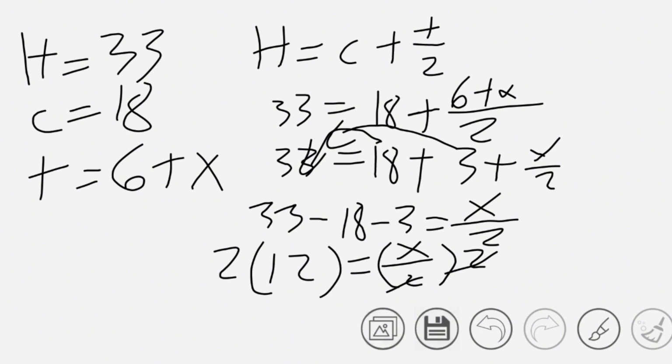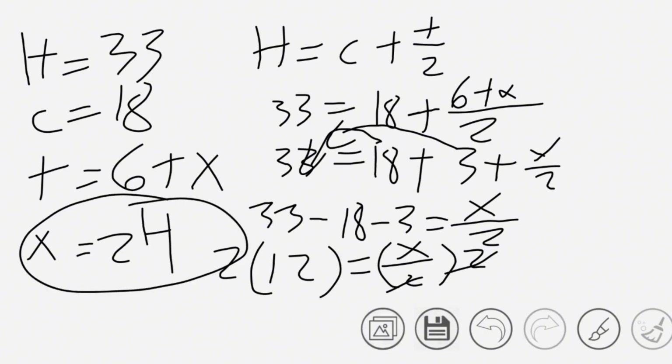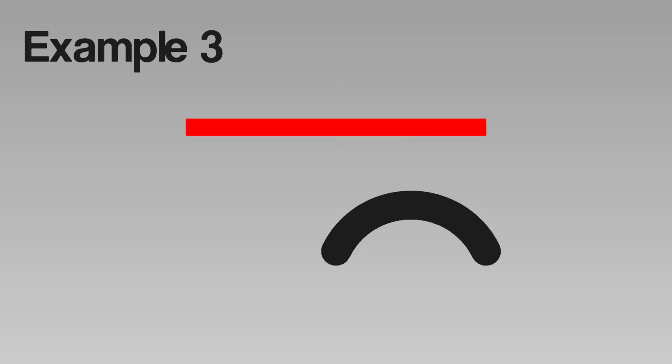Now we just multiply, and we get x is equal to 24. Oh, come on, just write 4. There we go. That's the answer. Moving on to the next example.